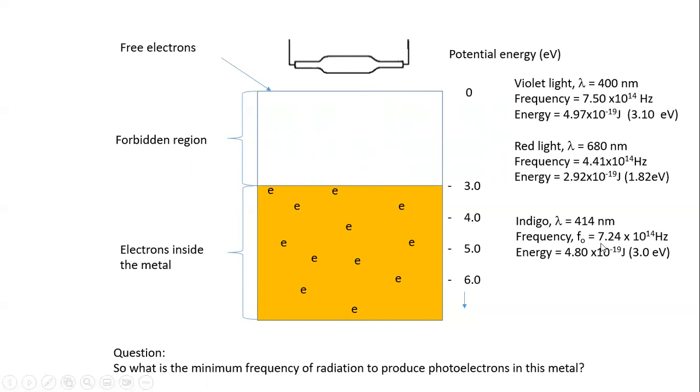So from here I can find the threshold frequency. This is known as my threshold frequency. Even if there's only one photon, at very low intensity, there will be one electron emitted.